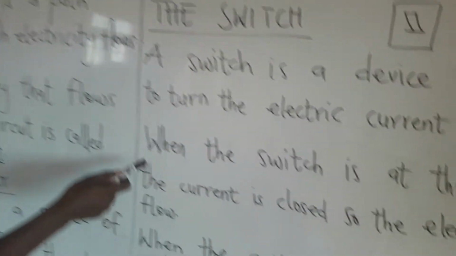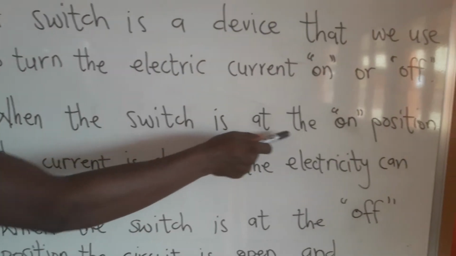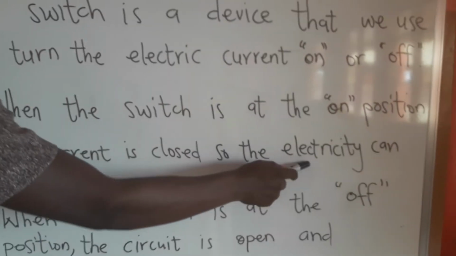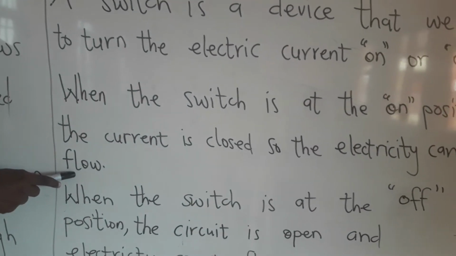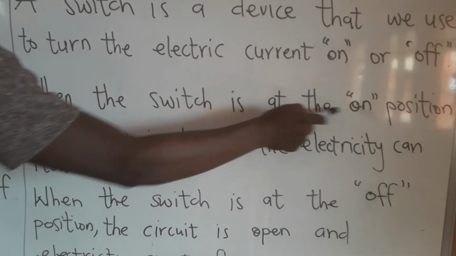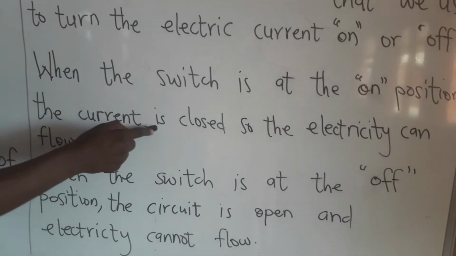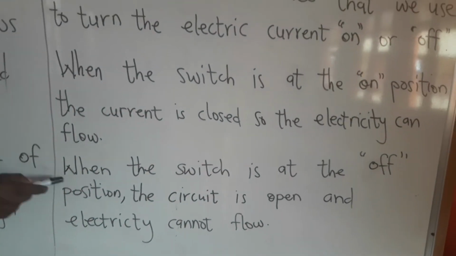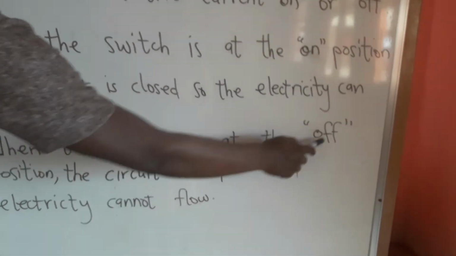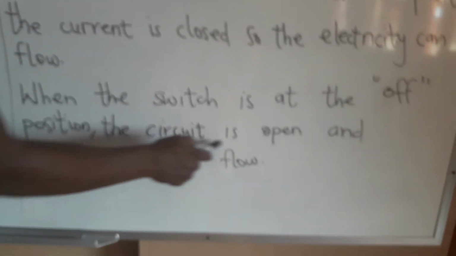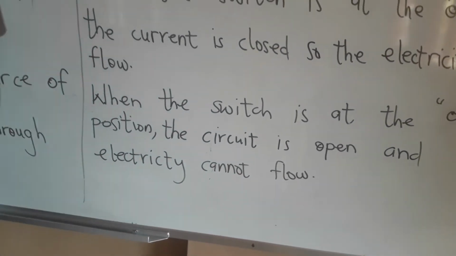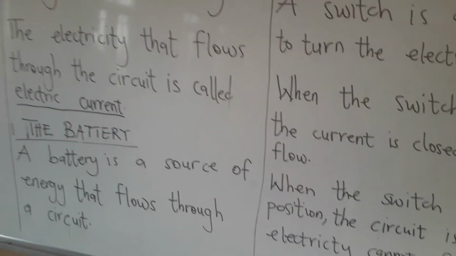Now let's read here. When the switch is at the on position, the circuit is closed, so the electricity can flow, okay. When the switch is at the off position, the circuit is open and electricity cannot flow. Let's look at this short demonstration to explain what I just said.